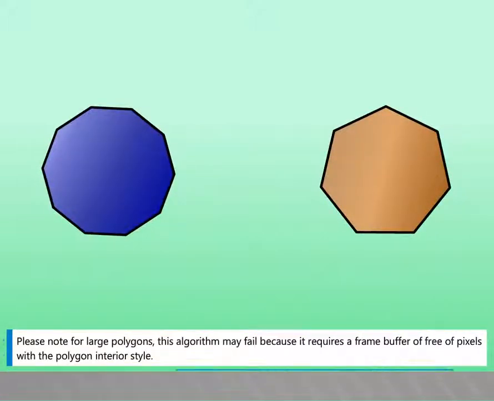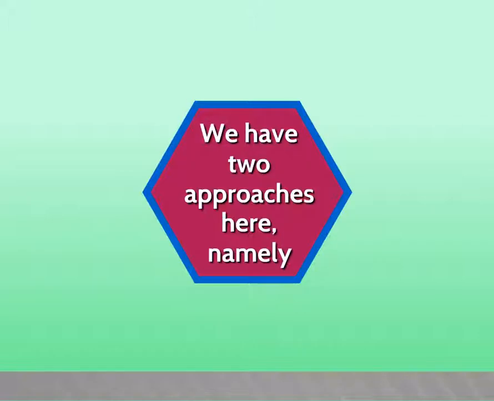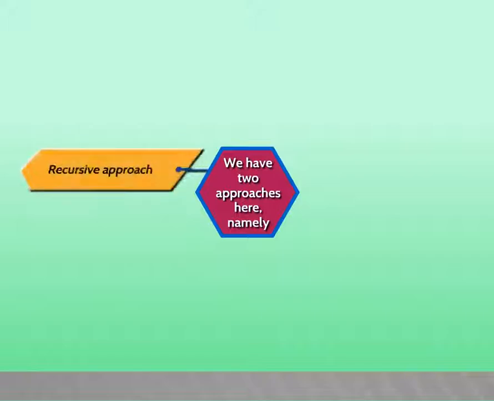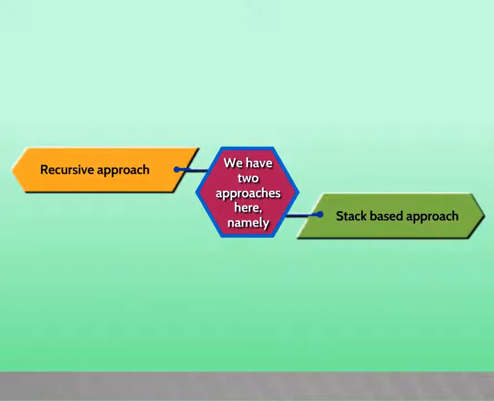Please note, for large polygons, this algorithm may fail because it requires a frame buffer free of pixels with a polygon interior style, and another reason is that it requires a seed pixel that has more knowledge about the polygon shape, which is very tedious. We have two approaches here, namely recursive approach, stack-based approach.